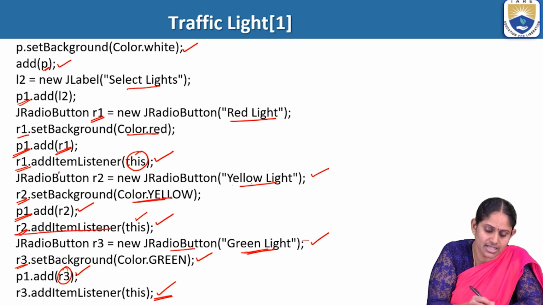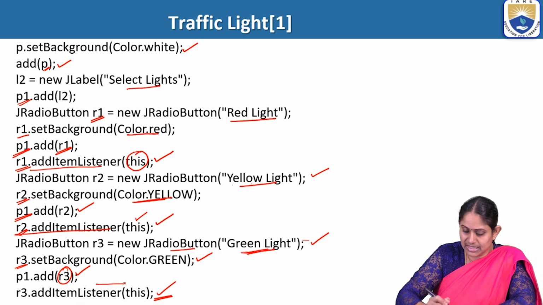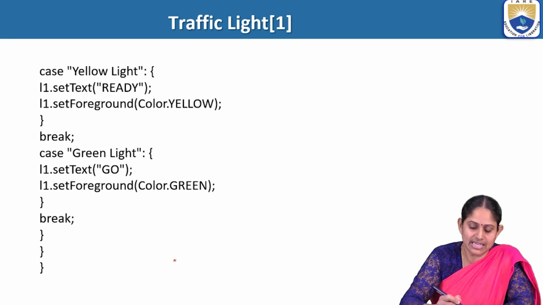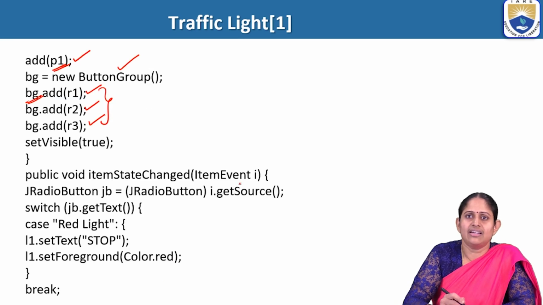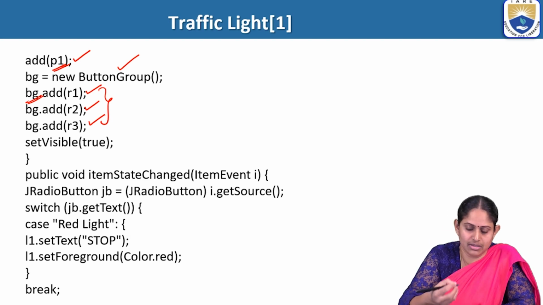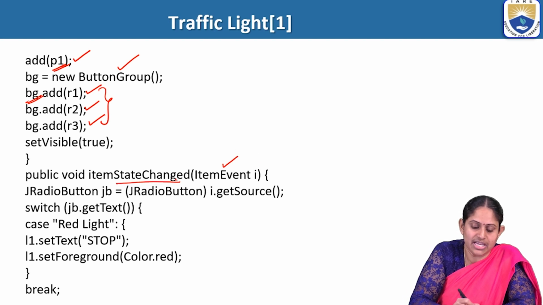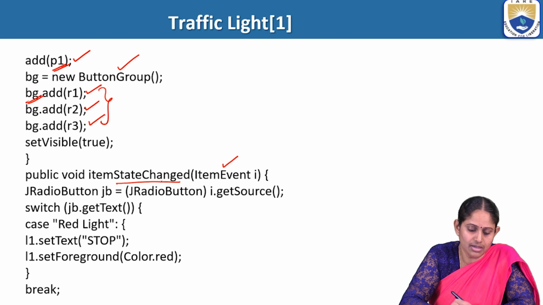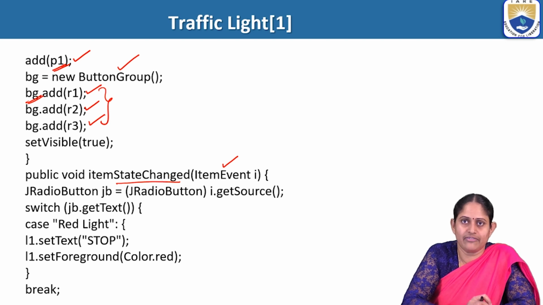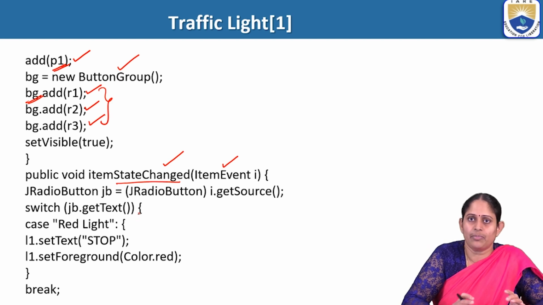We have registered all the three buttons with the item listener interface. So when that particular event occurs, an item event object will be created. When one of the radio buttons is clicked, an item event object will be created, and since the itemStateChanged method is listening to that particular event, on the occurrence of that event, this method will be triggered.